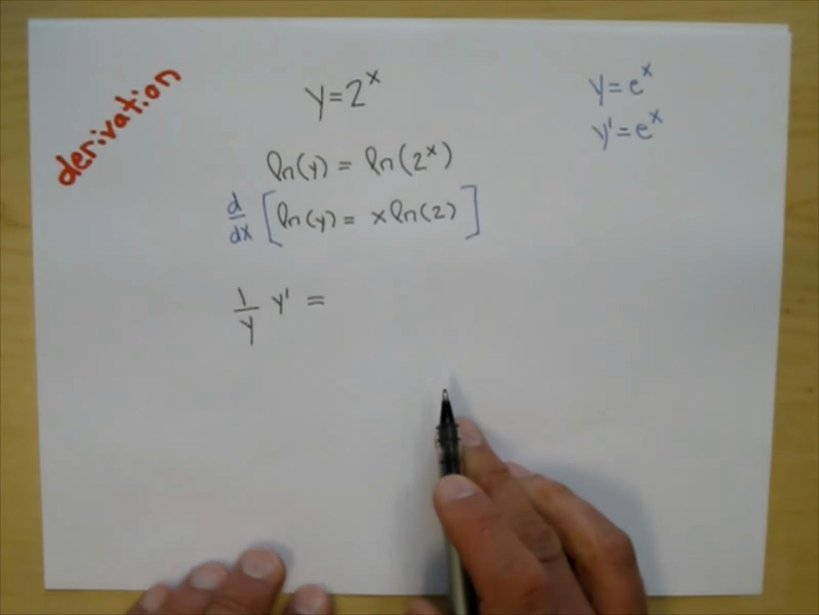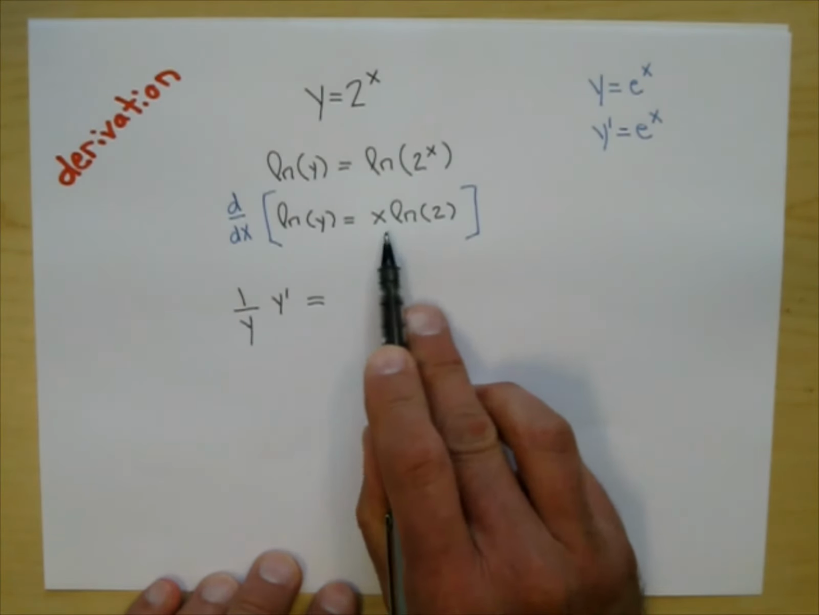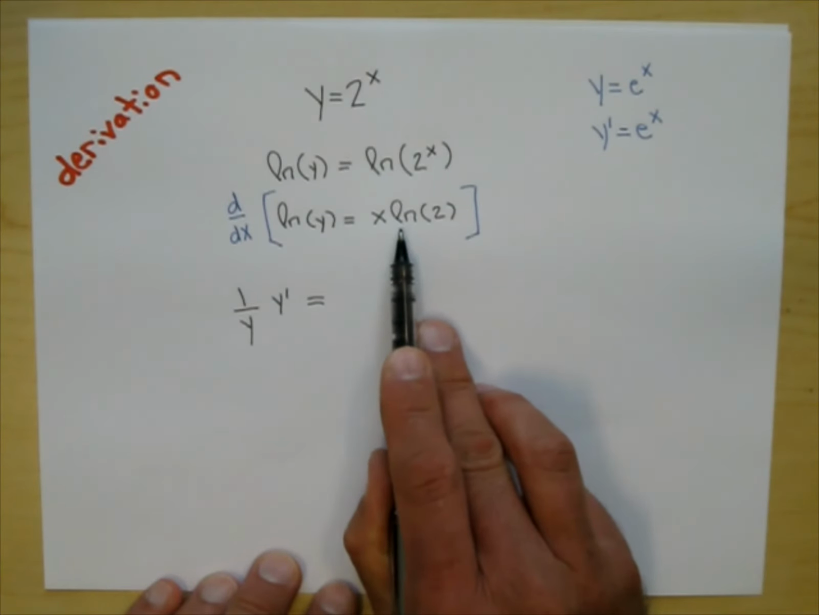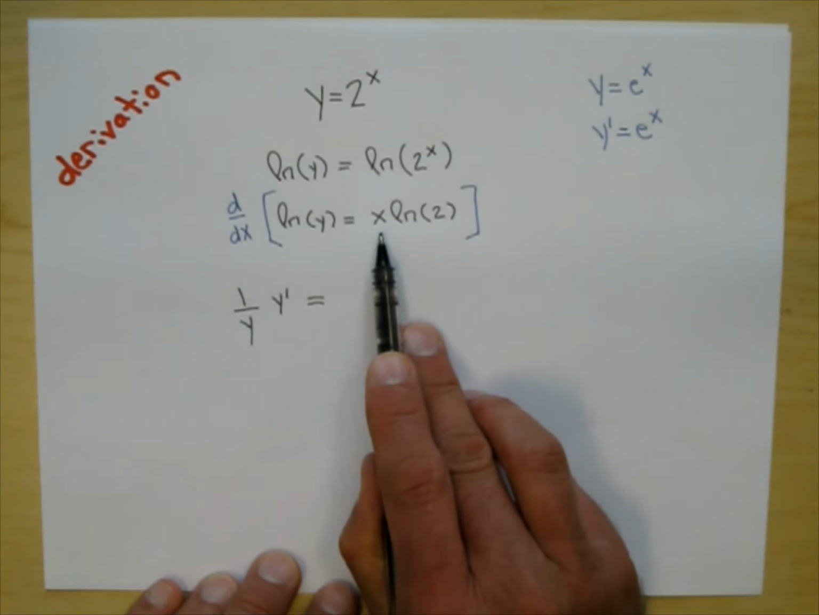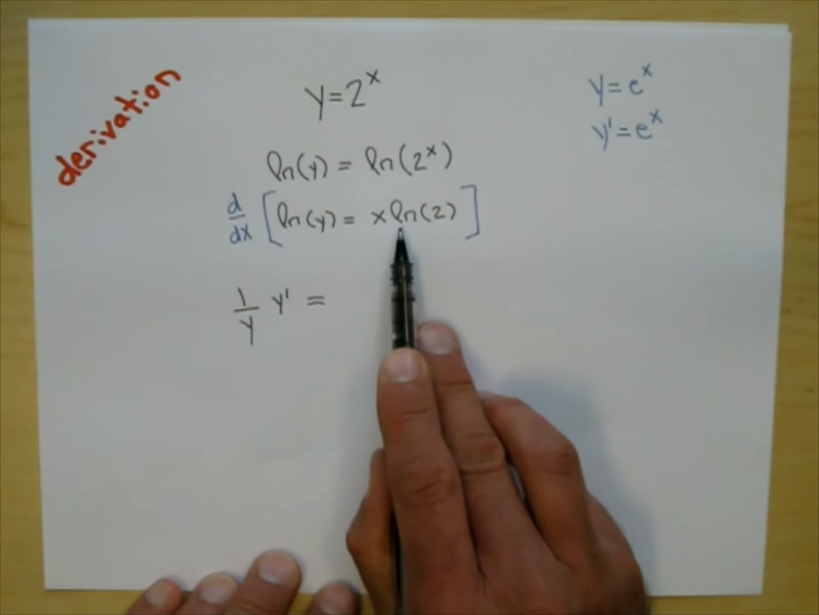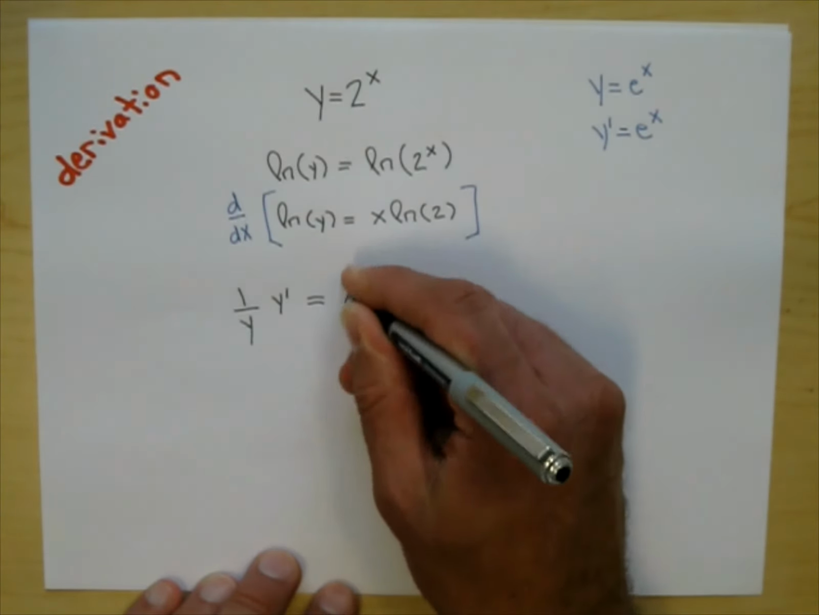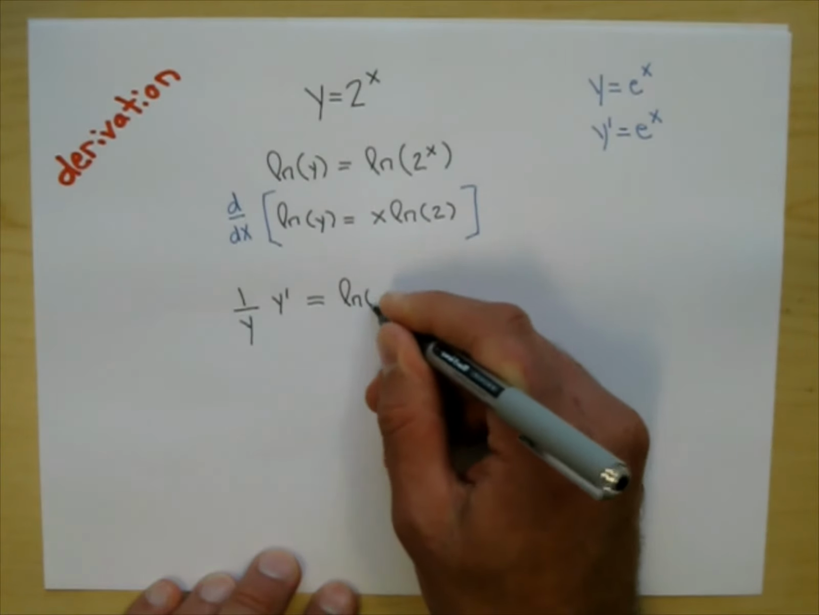This equals, so you might be thinking to yourself, I'm going to do the product rule here. Well, ln 2 is just a constant. It's like taking the derivative of 7x. The derivative of 7x is 7. Well, the derivative of ln 2 times x is just going to be ln 2.